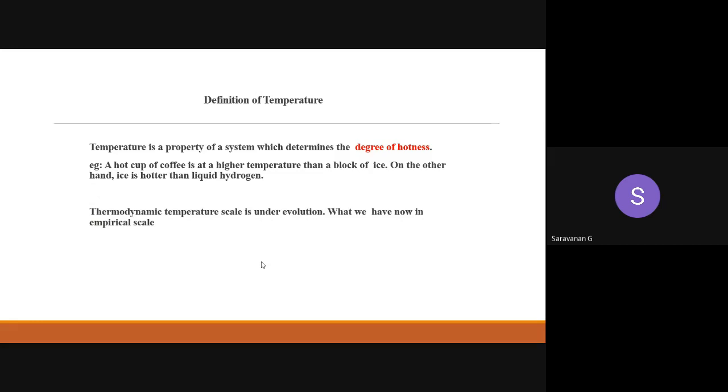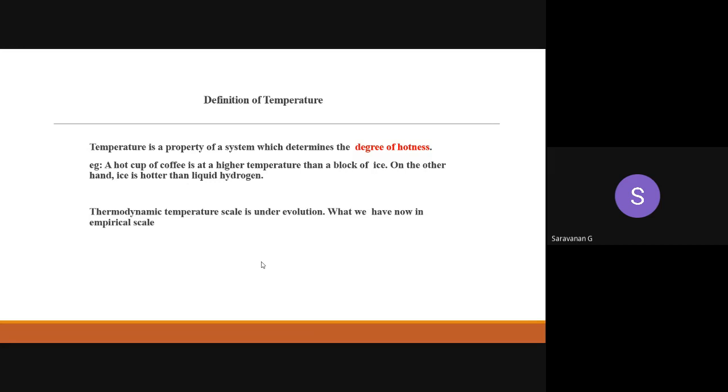So next is the definition of temperature. Temperature is a property of the system which determines the degree of hotness, how hot that system is. Temperature is a property of the system which determines the degree of hotness.